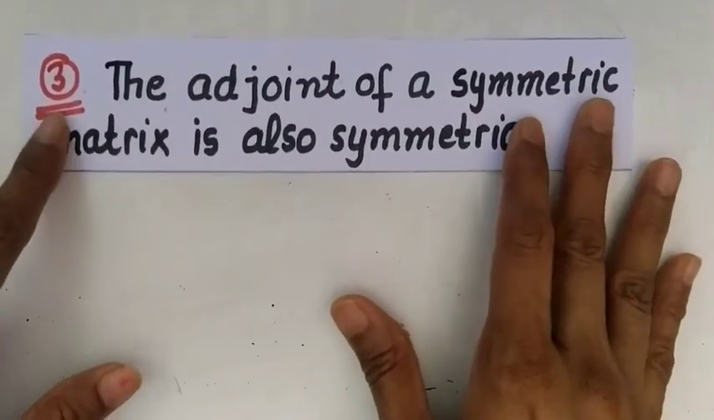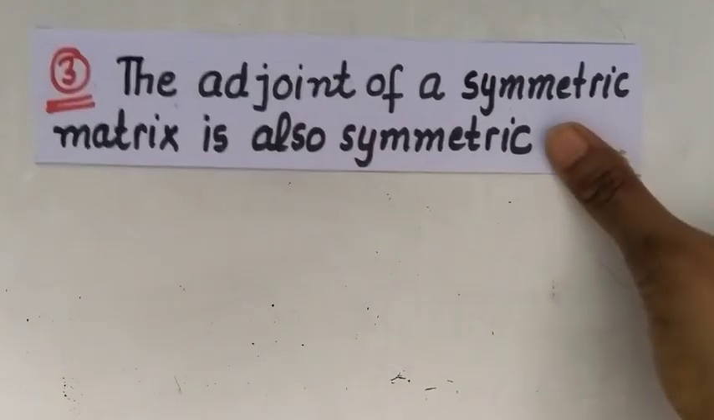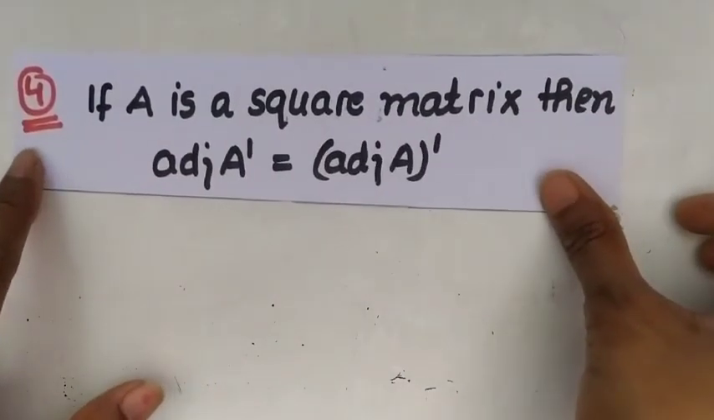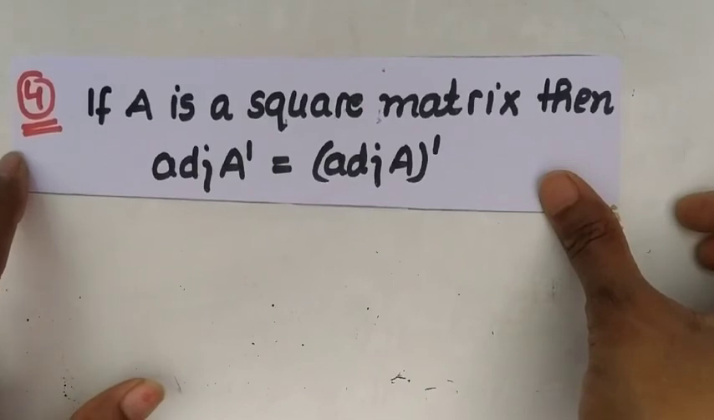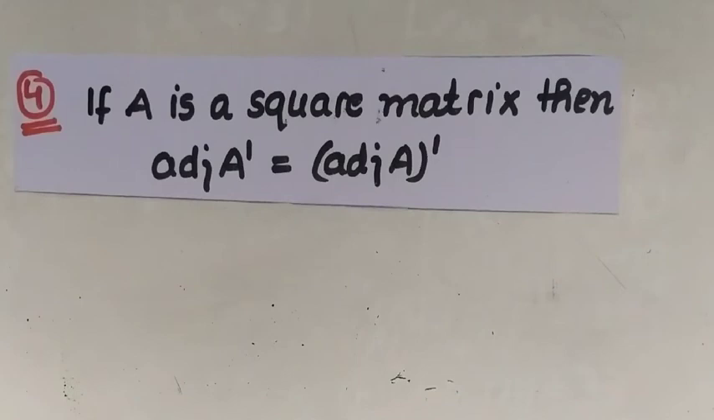Our next property is, the adjoint of a symmetric matrix is also symmetric. So it's very simple. If a matrix is symmetric, then its adjoint matrix will also be symmetric. Okay, now let us move to our next property. Our next property is, if A is a square matrix, then adjoint of A transpose is equal to transpose of adjoint of A.